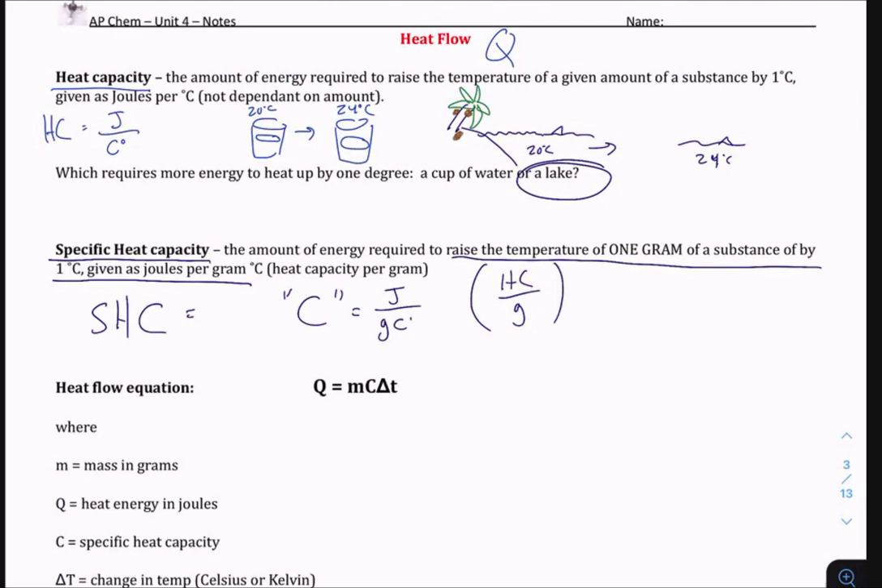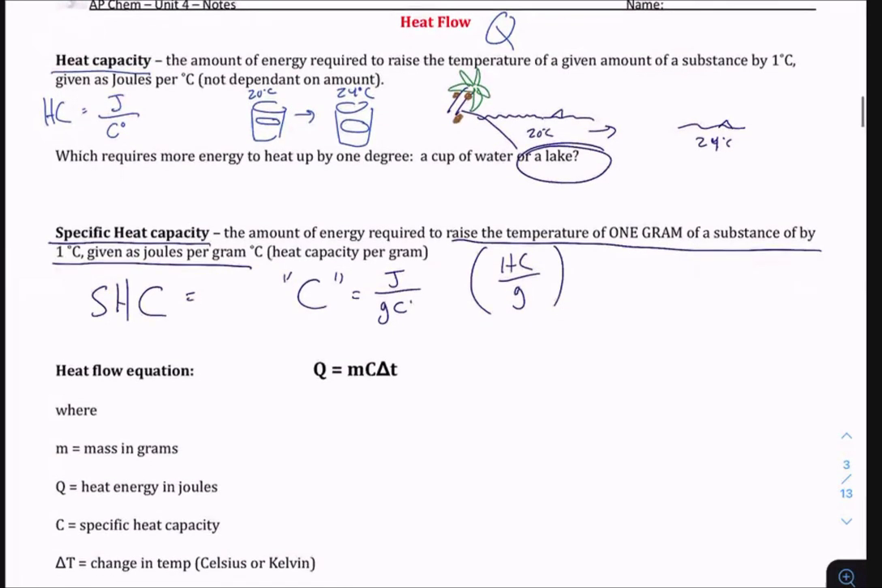Now, the heat capacity per gram, how does it compare between the water and the ocean? They are the same. If I have 1 gram of that coffee cup water versus 1 gram of ocean water, it would take the same energy to change it per degree. Does that make sense? Okay, so specific heat is actually more useful for what we're doing here. But I do need to explain what heat capacity is so you understand the difference, okay?